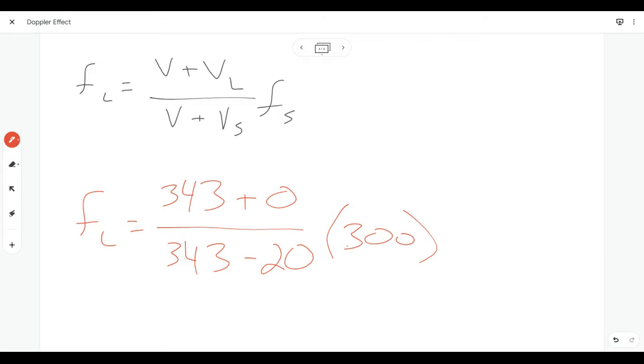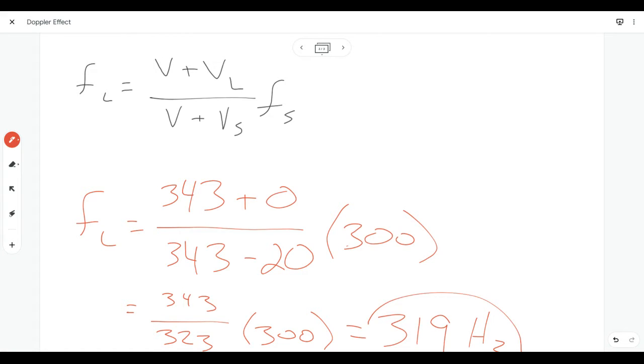All right, so you've got 343 over 323 times 300. And that rounds to 319 hertz. So that's our answer. We're hearing a frequency that's about 19 hertz higher than the source frequency because the truck is moving towards us. So it's a concept we all pretty much understand already.